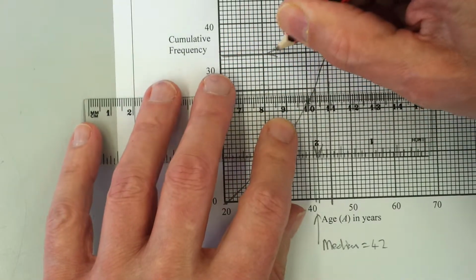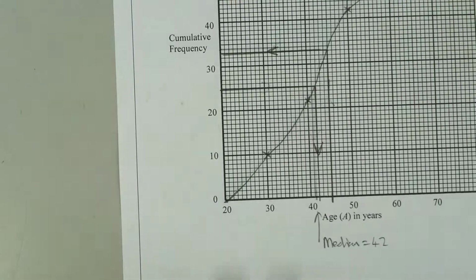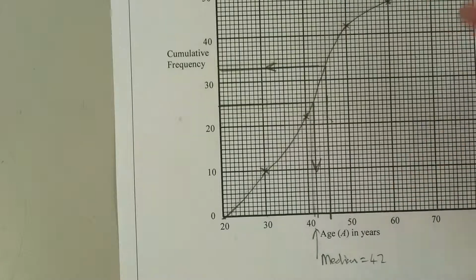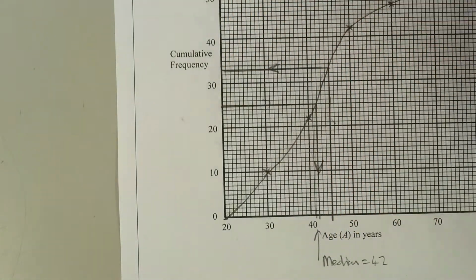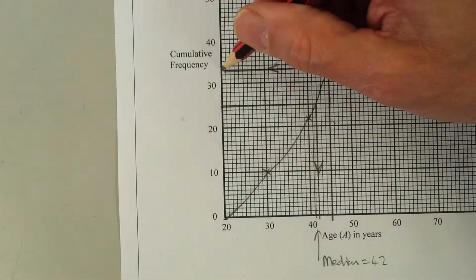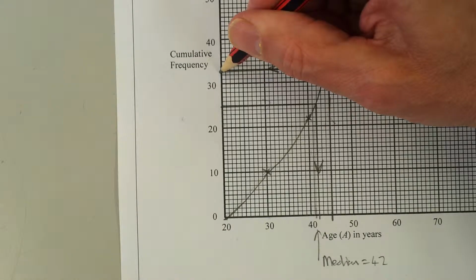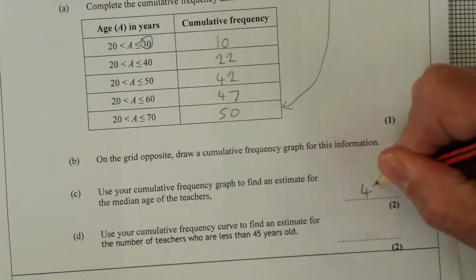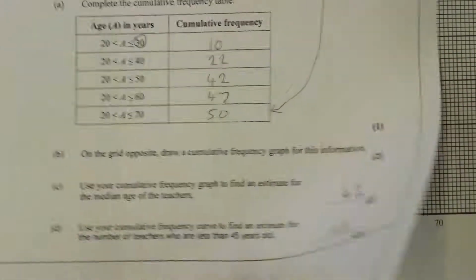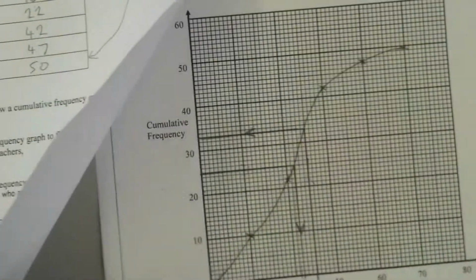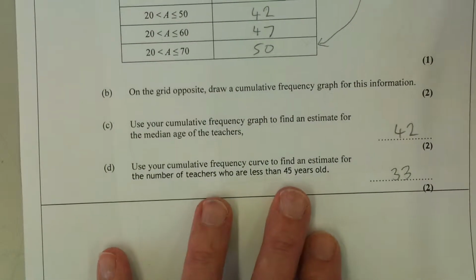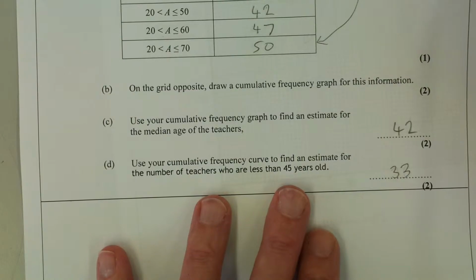And you're allowed a little bit of leeway with this, depending on how you've drawn your curve. They give a little bit of leeway between the two answers that you're allowed to get for the median and this one here. So anyway, this one, you go up across, gives a cumulative frequency of 33. So the first one, median, was 42, and this one is 33. These are the number of teachers who are less than 45-year-olds, so there's 33 of them. And that's it.